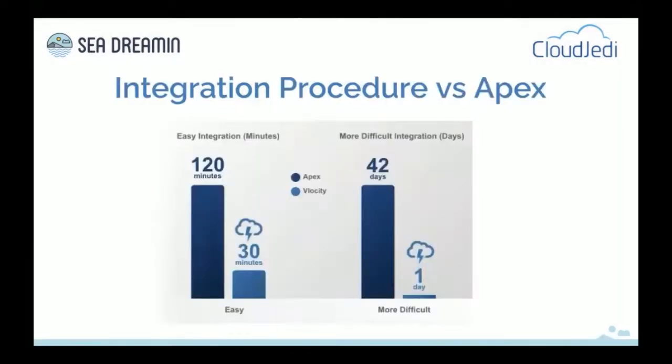So this is the part where we're actually quite interested in terms of capabilities and speed of development, right? These two are basically showing some examples. Like if you were to build an easy integration, it could take 120 minutes, but 30 minutes for OmniStudio. For a complex integration, it could take Apex 42 days to build, but 1 day for OmniStudio.